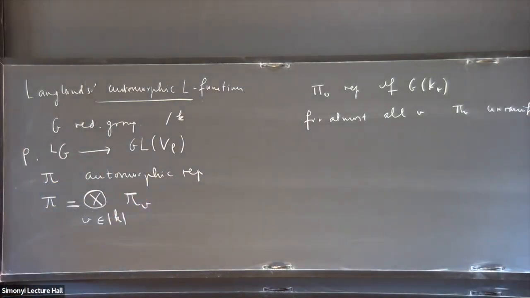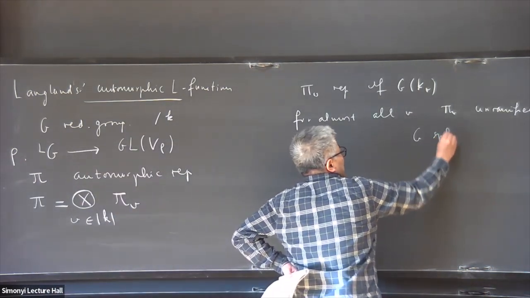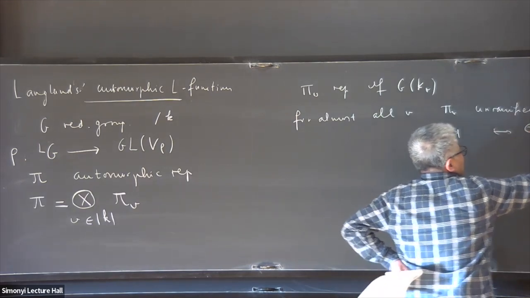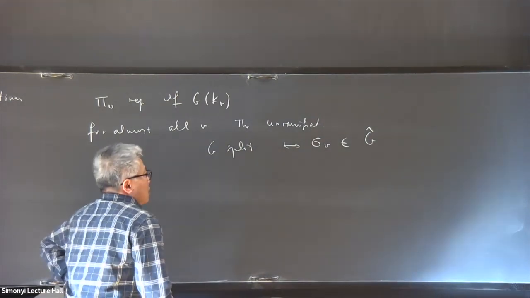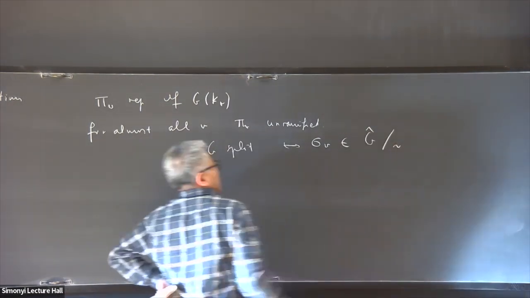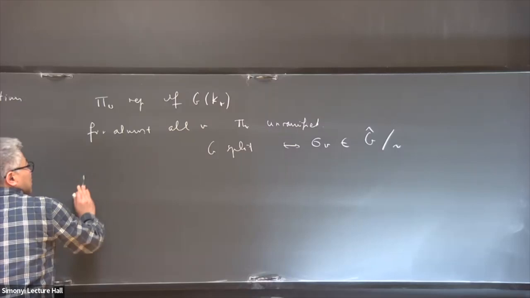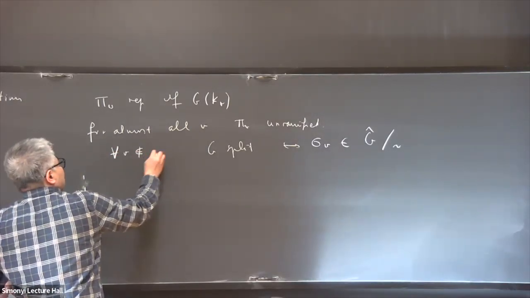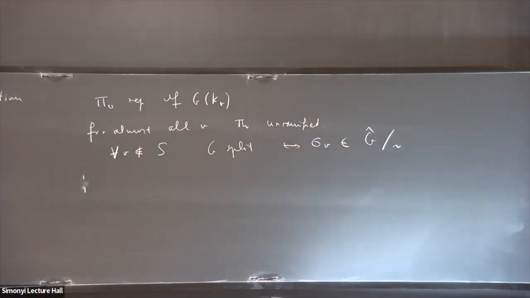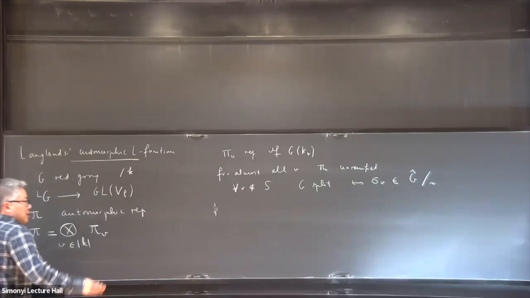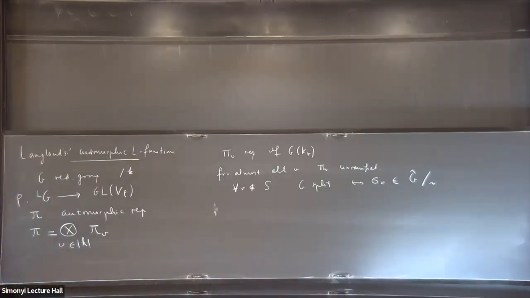And the unramified representation can be classified by some semisimple conjugacy class in the dual group, for G split. Usually the situation is pretty similar otherwise, but I don't want to go into the technical details. And so we have the incomplete L function. For v away from a finite set S of places of K, including Archimedean places, we have all this data consisting of semisimple conjugacy classes of the dual group.